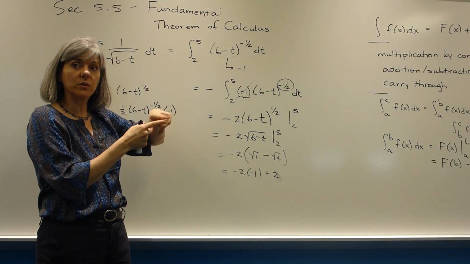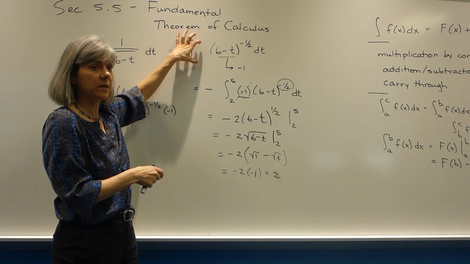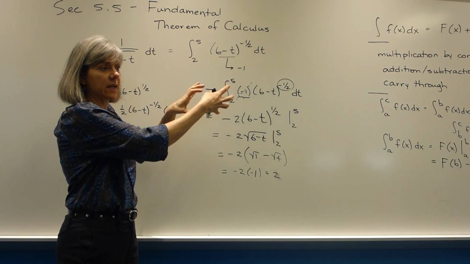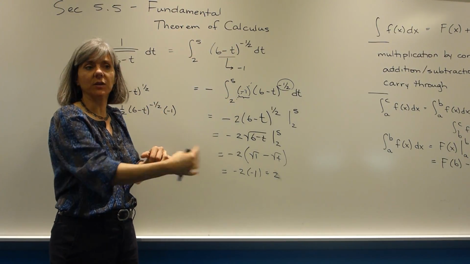So if you want to use U substitution, you either need to convert your limits to U or do the antiderivative in U, back out to X and use the original limits.